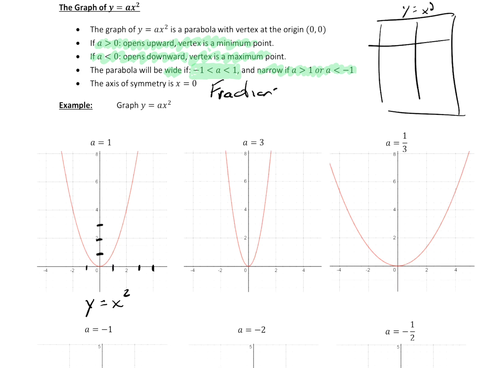When x is 0, y is 0. Boom, there's our vertex, right there. Now, when x is 1, y is 1 squared, so 1. But when x is -1, y is also 1 squared. You see, there's the symmetry. Now, when x is plus or minus 2, if it's positive 2, y is 4. If it's -2, y is 4. So you're going to go 2, 4.